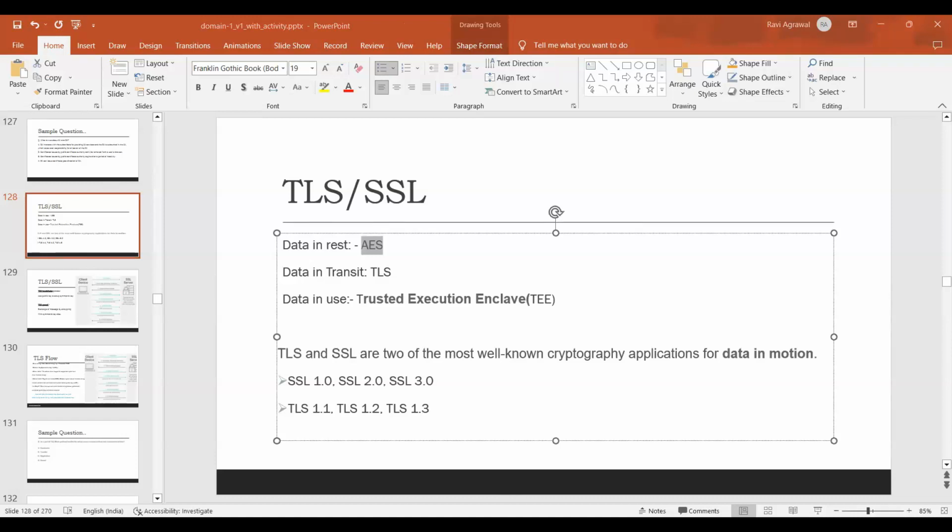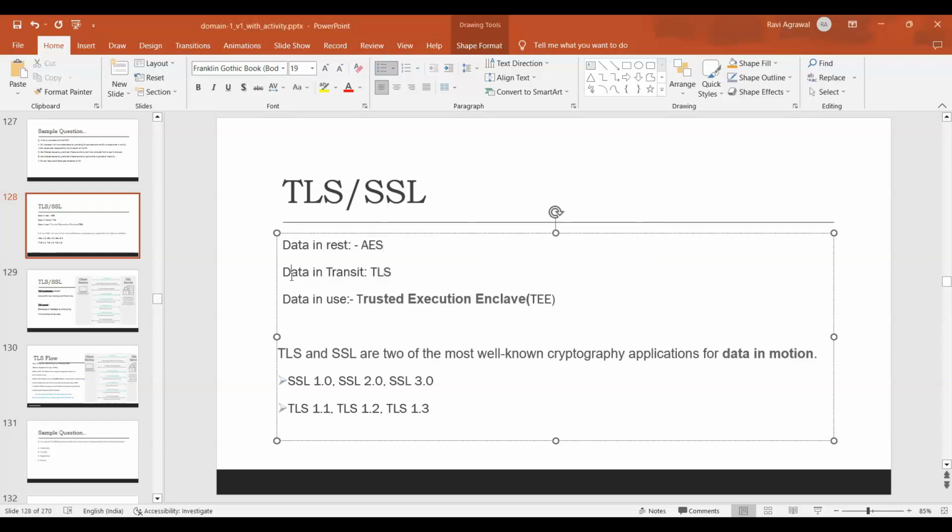So all the CSPs, when storing any data either in object storage, or a file, or a volume, or any other place, always use AES if it is at rest. That is a symmetric key algorithm. Okay. Now we'll cover TLS.